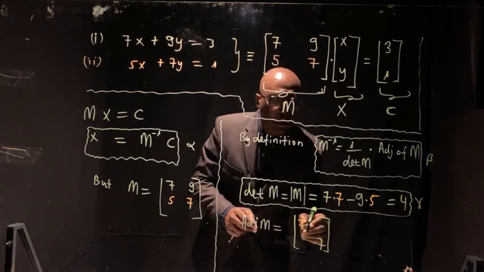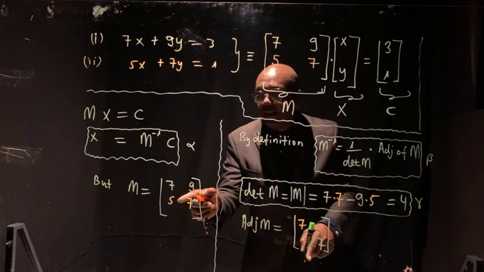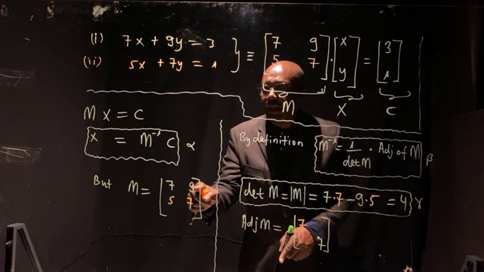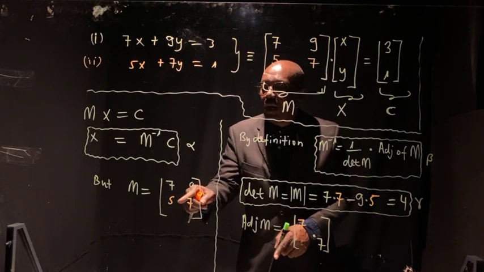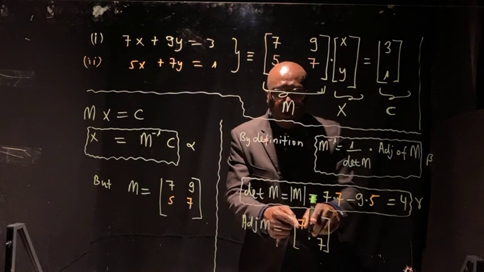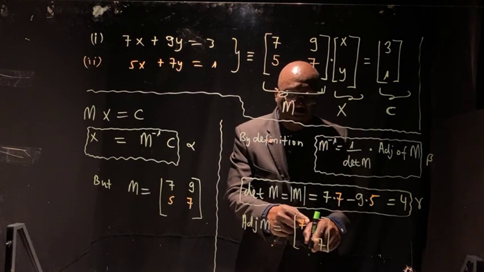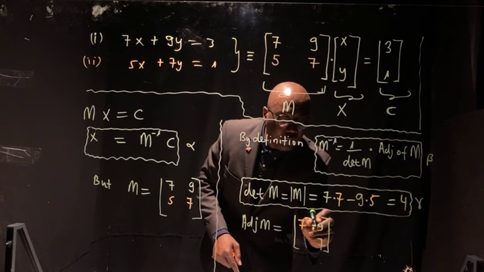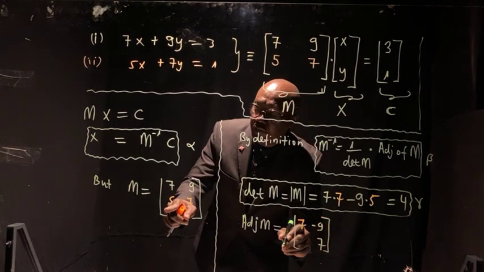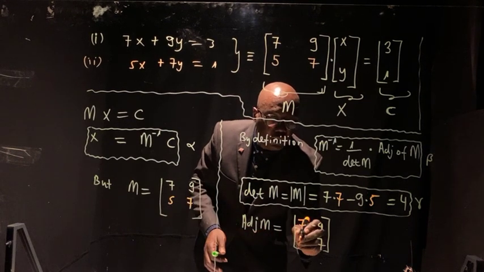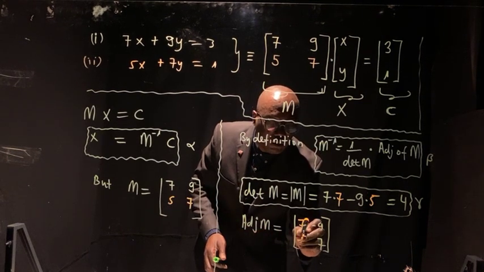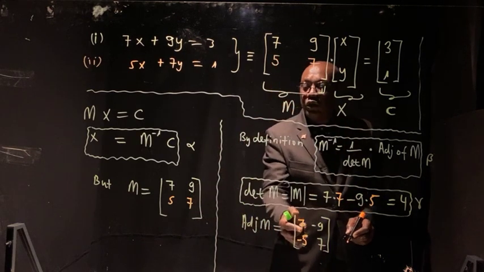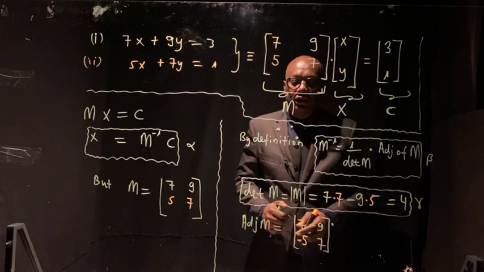And as soon as you swap the positions, these ones you don't swap. Their positions remain the same. They remain where they are. But once you have swapped, the 9, because it is positive, will become negative. And the 5, because it is positive, will become negative. So you have swapped the positions. This one is called the adjoint matrix.